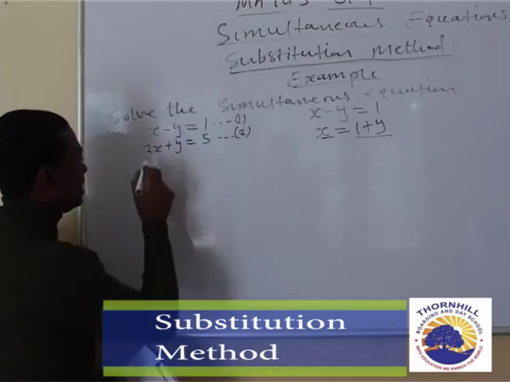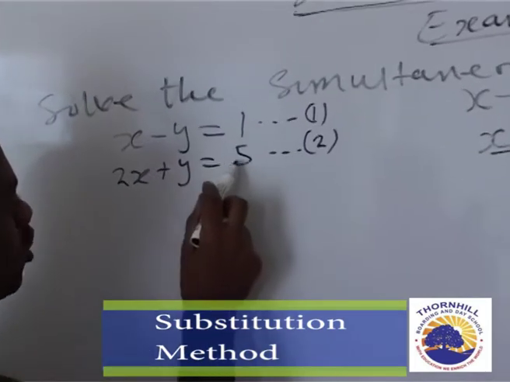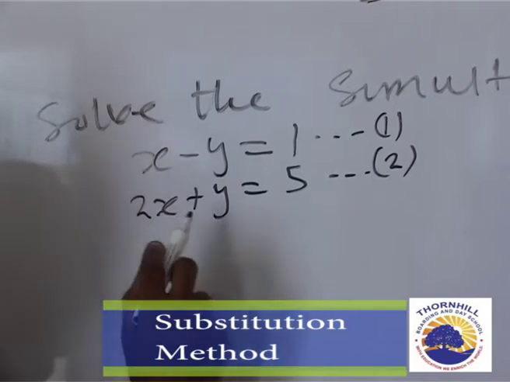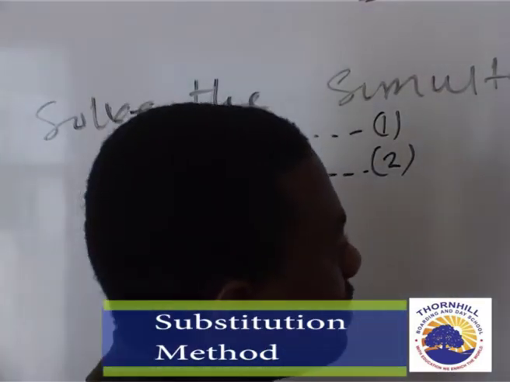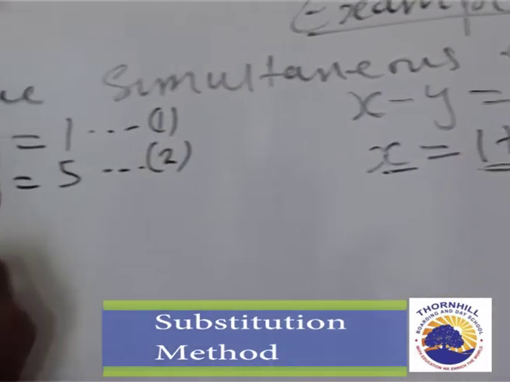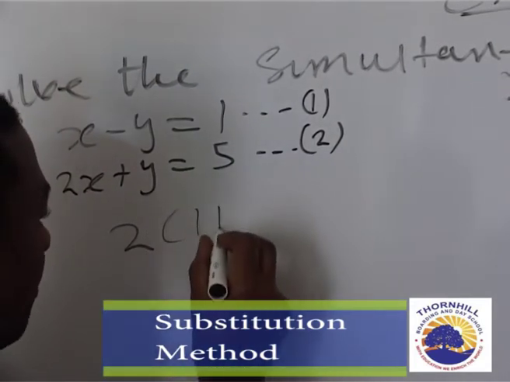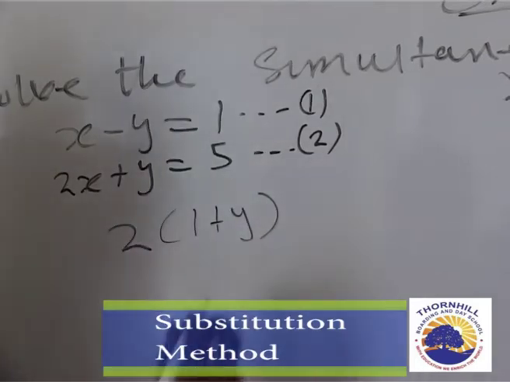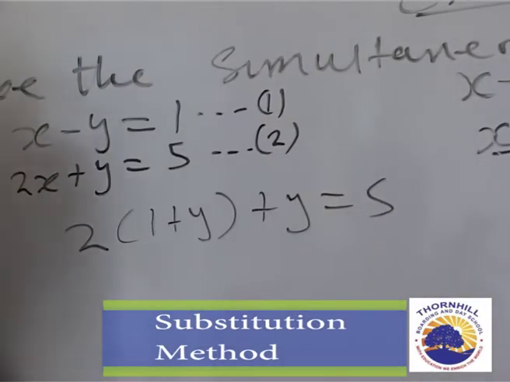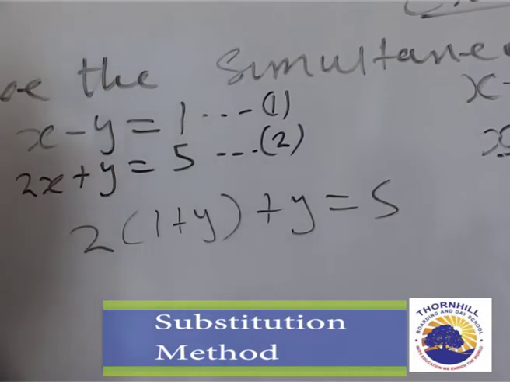So we'll go to our second equation. This is our second equation. Our second equation is 2x plus y is equal to 5. But where there is this x, we're going to substitute, we're going to put this because x is equal to that. Therefore, we're going to say 2, where there is x, open bracket 1 plus y, close, plus y is equal to 5. We have simply substituted. No wonder it is called the substitution method.